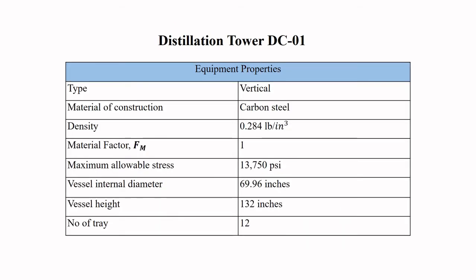This is the equipment properties of distillation tower DC01. The type of distillation tower that we use is vertical, and the material of construction for this distillation tower is carbon steel, and the other equipment properties are as listed.